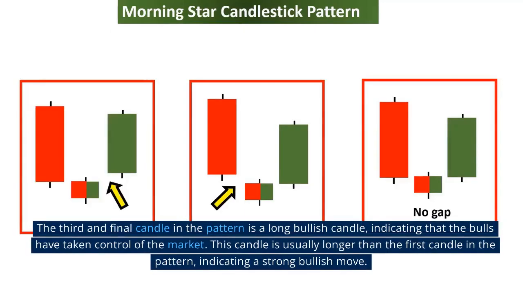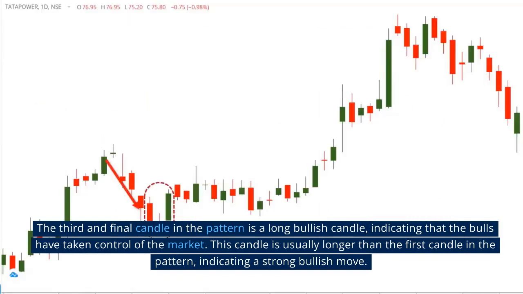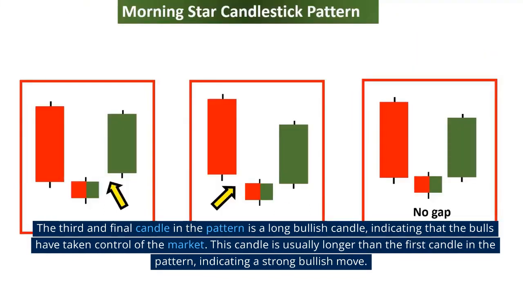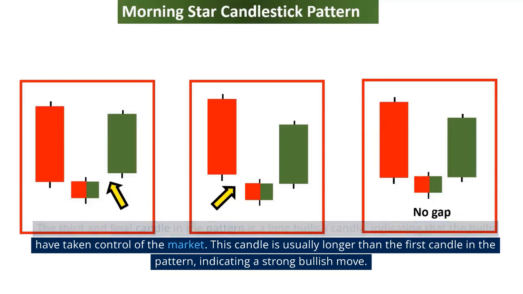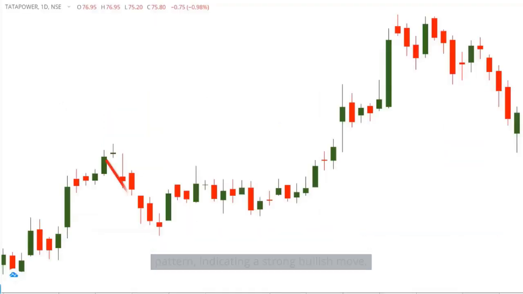The third and final candle in the pattern is a long bullish candle, indicating that the bulls have taken control of the market. This candle is usually longer than the first candle in the pattern, indicating a strong bullish move.